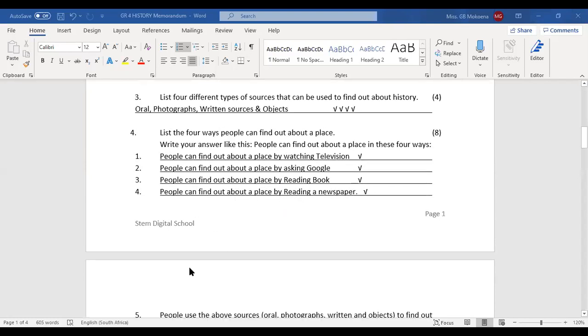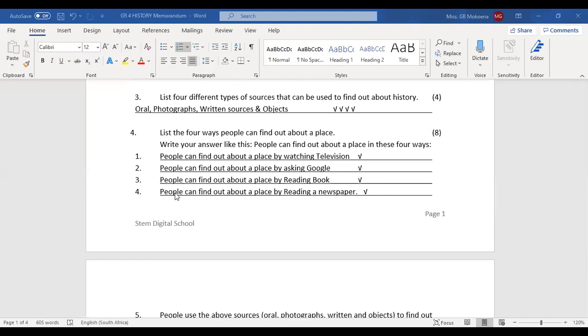So Pamela on the group chat says we can find out about the place by researching, asking around, reading newspapers, and paintings on rock. Yes, we can also find out about the place by doing just that. And Unati says, ma'am, can you please make the test big and difficult? Okay, I'm going to work on that.